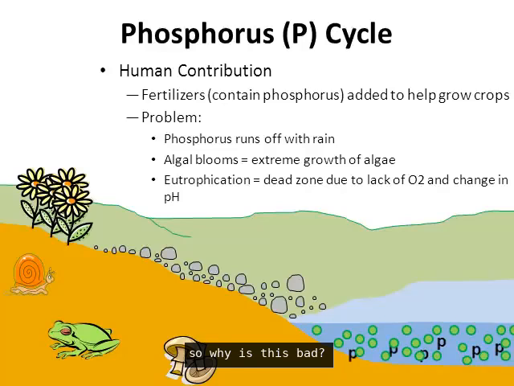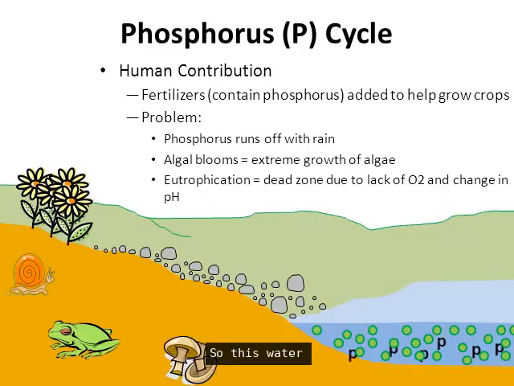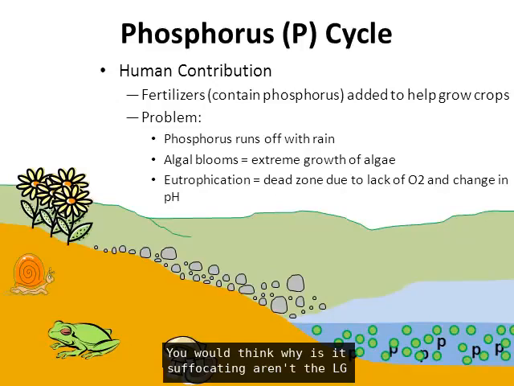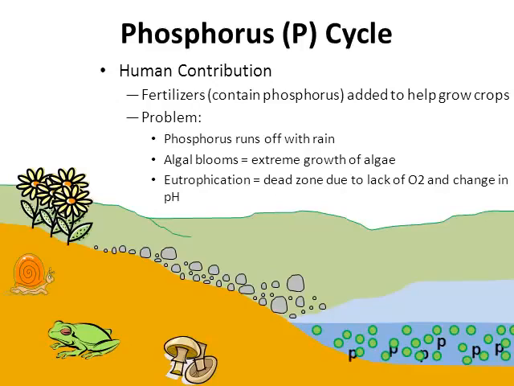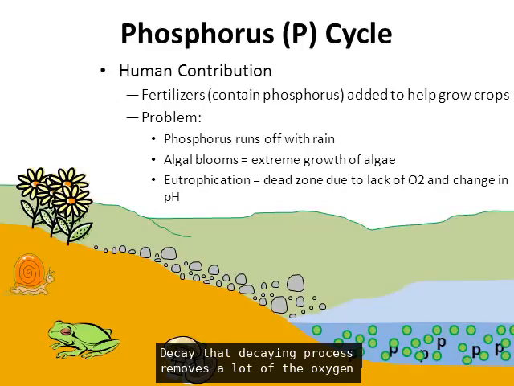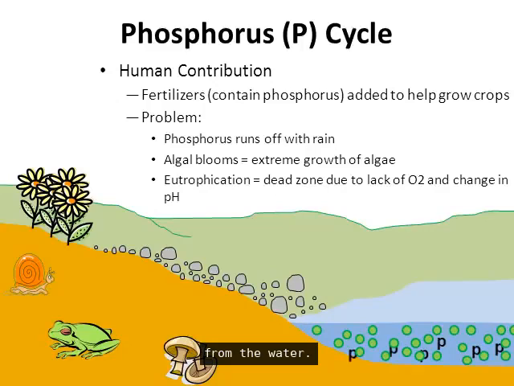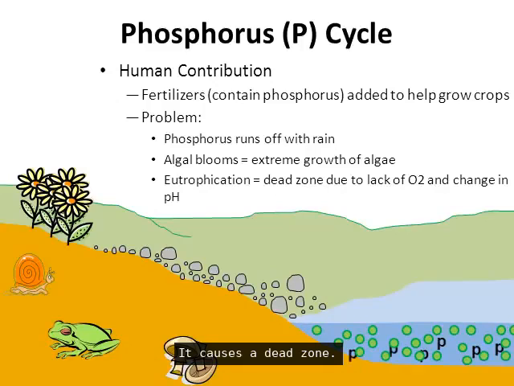So why is this bad? Well, this leads to a problem called eutrophication, and this actually causes a dead zone. So this water, which is now full of algae, ironically, life begins to suffocate. You would think, why is it suffocating? Aren't the algae photosynthetic and putting oxygen into the water? Well, that's true at first, but over time this causes a growth of bacteria. And over time, when the bacteria die and decay, that decaying process removes a lot of the oxygen from the water. So organisms like fish literally suffocate and die. It causes a dead zone. That's the process called eutrophication.